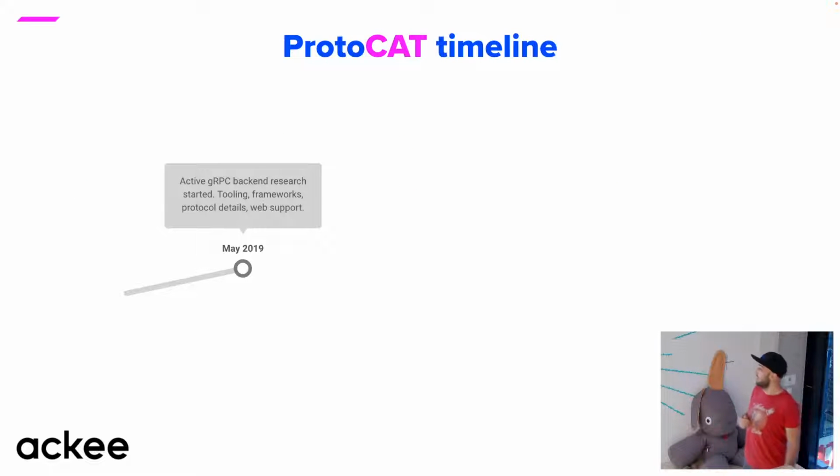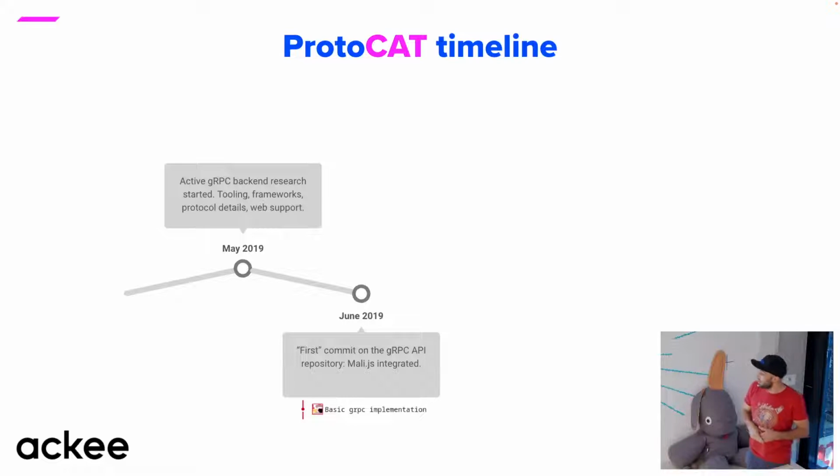So let's look at the timeline a bit. In 2019, we started thinking, hey, there's gRPC, we might use it. In May, we started an active development phase, when we looked into the protocol specifics, the web support, what frameworks we could use, and so on. Then not so much later, I think 1 or 2 months, we had the first commit in the gRPC API repository. And at this point, by the way, everything is in Node and TypeScript. None of our backends is in something else.